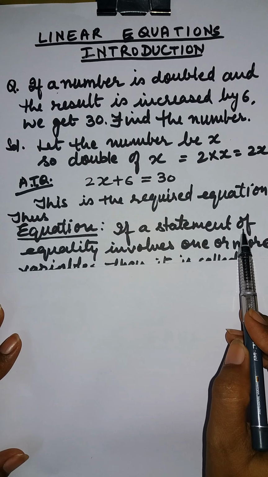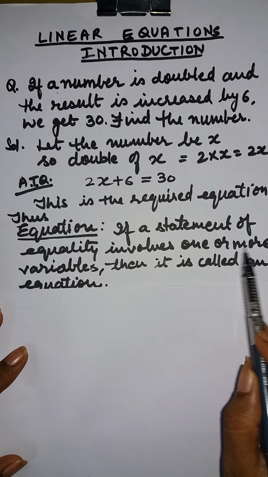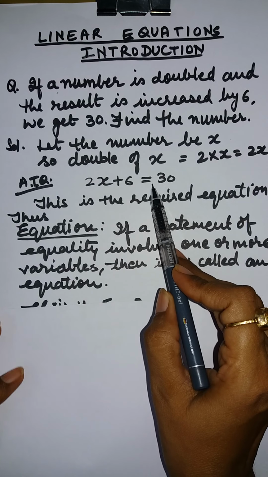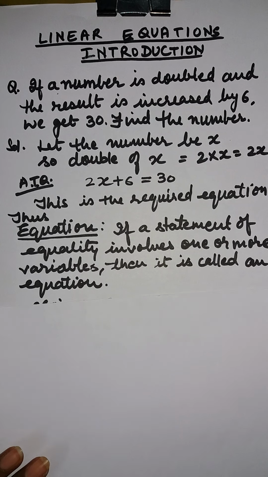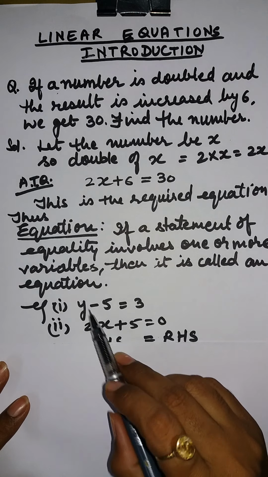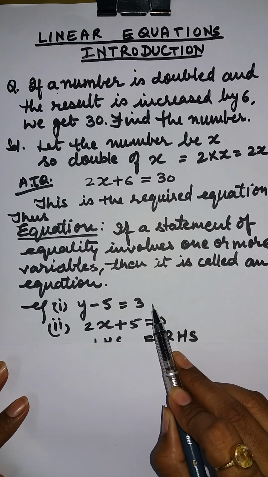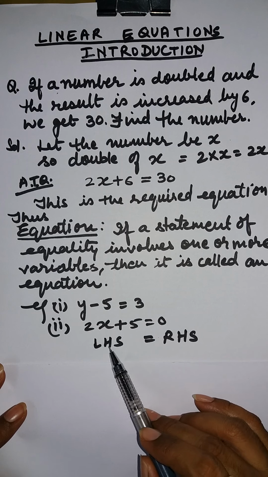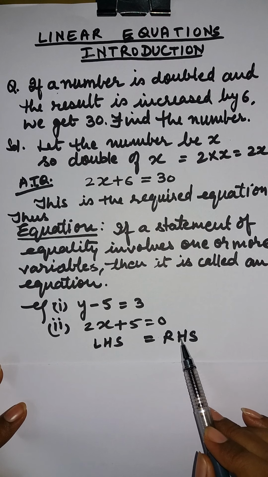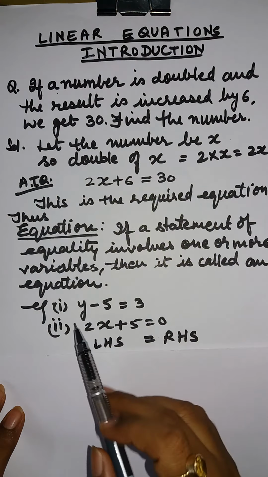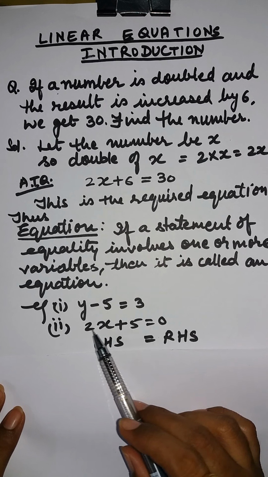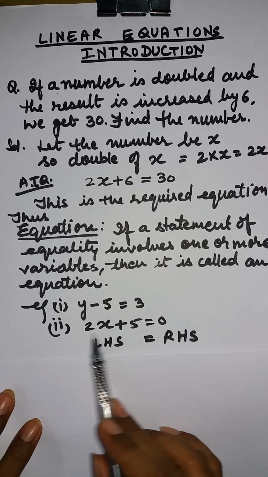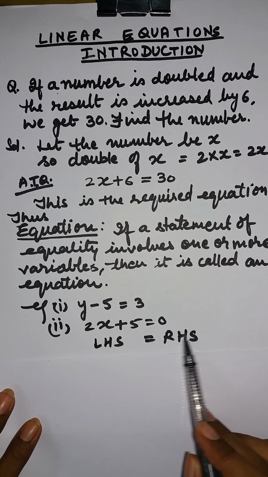Thus, if a statement of equality involves one or more variables, then it is called an equation. So here 2x plus 6 is equal to 30 is an equation. And the other examples are y minus 5 is equal to 3, 2x plus 5 is equal to 0. Here left hand side is equal to right hand side. That is, an equation has two sides separated by equal to sign. Left hand side is always equal to the right hand side.